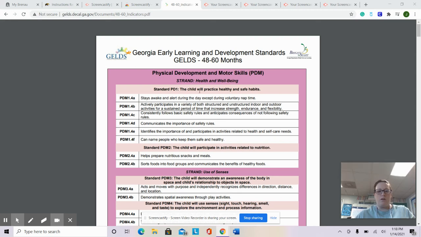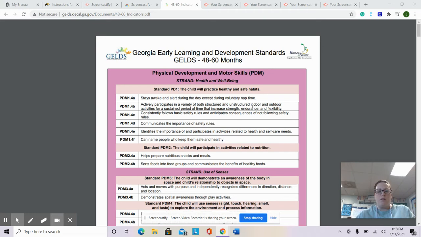Hi, I am here to talk to you about how to use the GELDS Early Learning Development Standards for 48 to 60 months. These are the standards that Georgia pre-K teachers use to fill out their lesson plans in order to teach their students. These are the standards we have to use for each learning area for the day. We have physical development and motor skills as our first one.